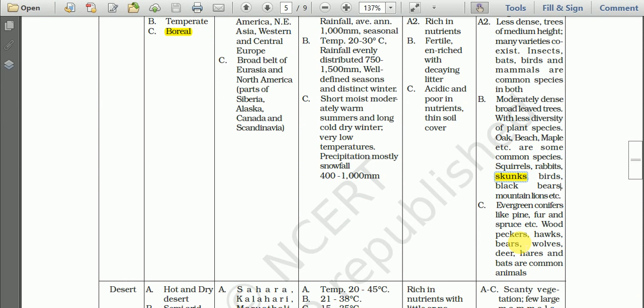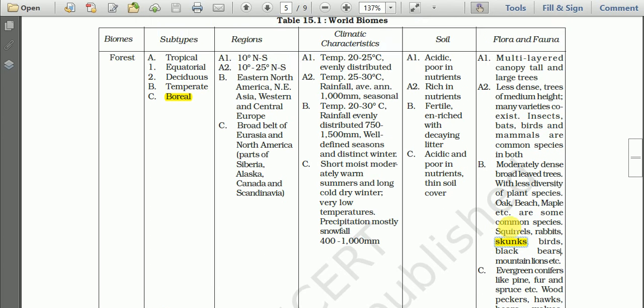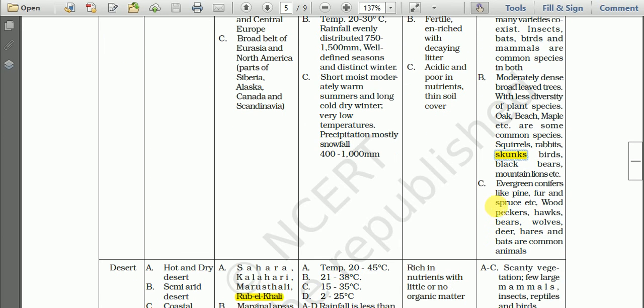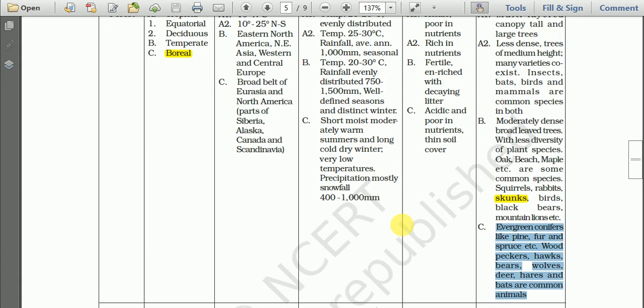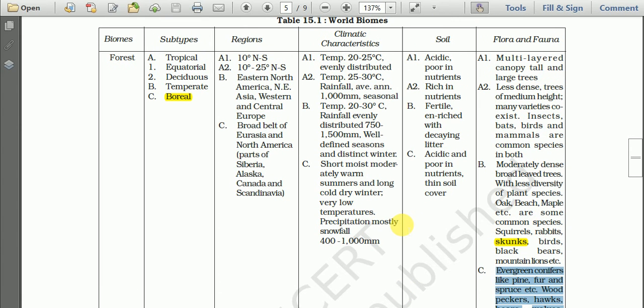Then boreal. Important flora and fauna, plants and animals, are evergreen conifers like pine, then fir, and spruce. Actually, it should be fir. Then woodpeckers, hawk, bears, wolf, deer, hares, another type of rabbit, and bats are common animals in boreal or taiga forest biome. So these are important characteristics of forest biomes.